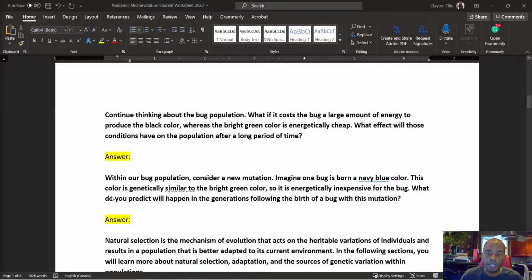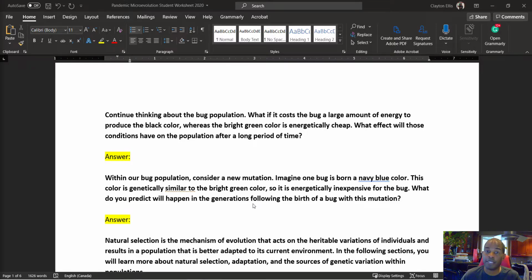Unpause. Within our bug population, consider a new mutation. Imagine one bug is born navy blue. This color is genetically similar to the bright green color, so it's energetically inexpensive. So it's cheap, just like the green. But it's dark. It's not black, but it's dark. What do you predict will happen in the generations following the birth of the bug with this mutation?